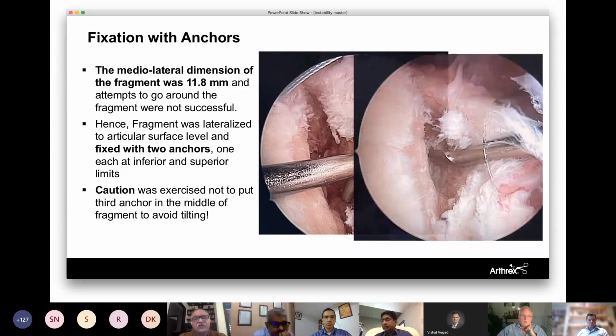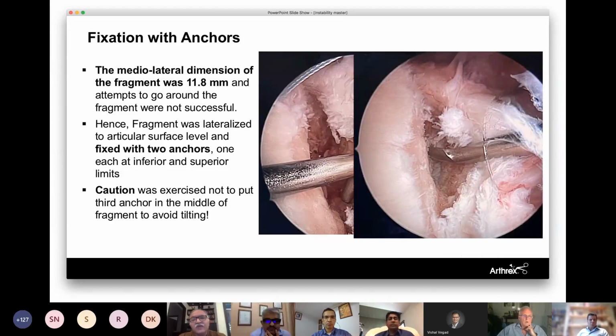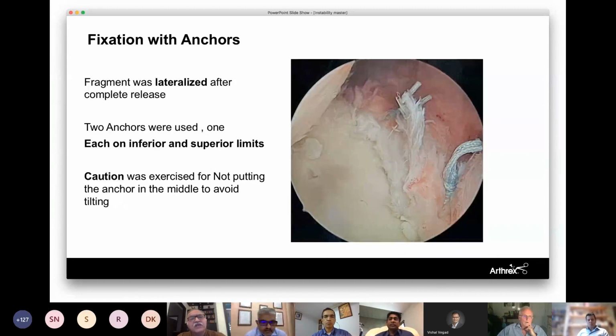So I just went on to do a single point fixation, just one inferior and one superior, as I had proposed. This is how I could lateralize the fragment and fix it with just two anchors, one superior and one inferior. I did not put any anchor in the middle of the fragment because that could have produced a medial tilt, and later on could produce some arthritis with the tilted fragment. So I avoided the central anchor insertion. Can we go ahead? And the other thing I like about this is that the head looks better centered now as well.